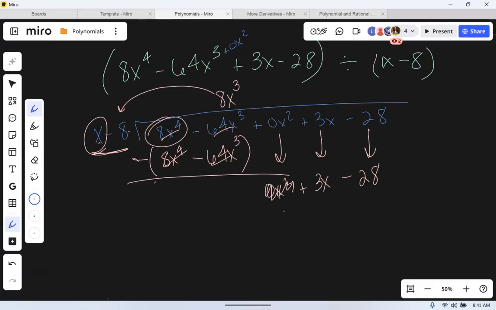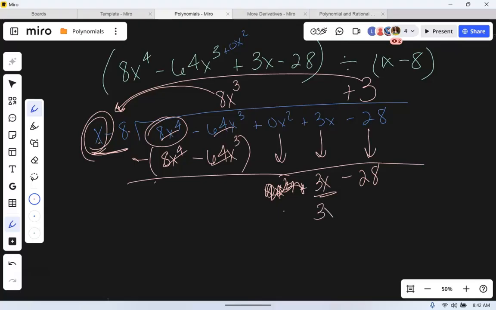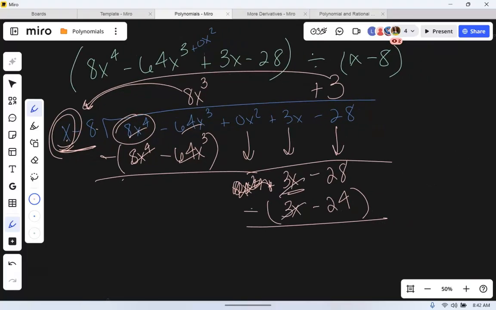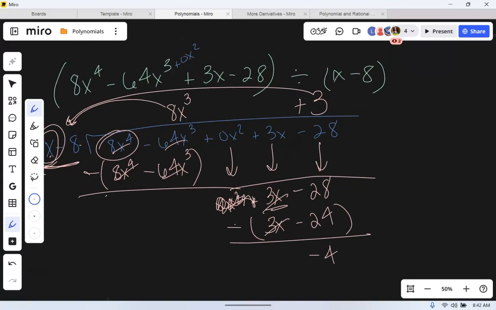I'm going to ignore this one for right now so it doesn't confuse anybody. So now my question is, x times what gives you 3x? 3. I'm going to come over here to this column because that's the constants column. You'll see why we're keeping them in such order pretty soon whenever we get to the shortcut. And then I'm going to multiply around again. 3 times x is 3x. And 3 times negative 8. Subtract. Negative 28 minus negative 24 is negative 4. So that's my remainder.